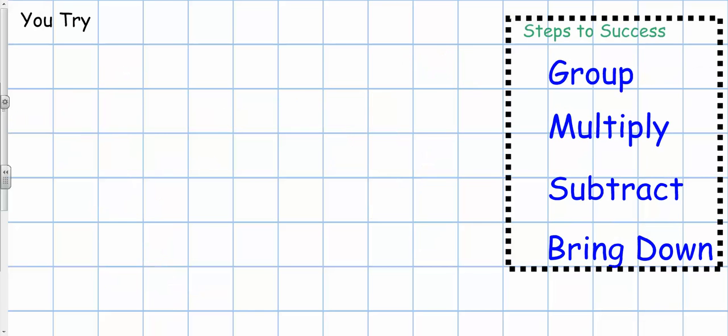Alright, now we're going to have a problem that you try. The problem that you're going to try is 565 divided by 5. So you can pause the video and try this problem out on your own.